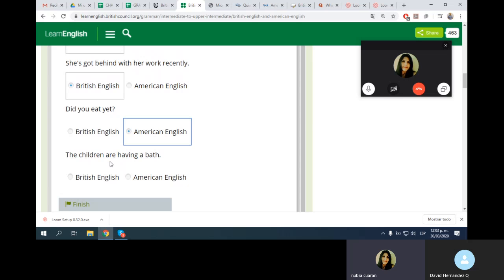And now: "The children are having a bath." This is British English. British English, correct.